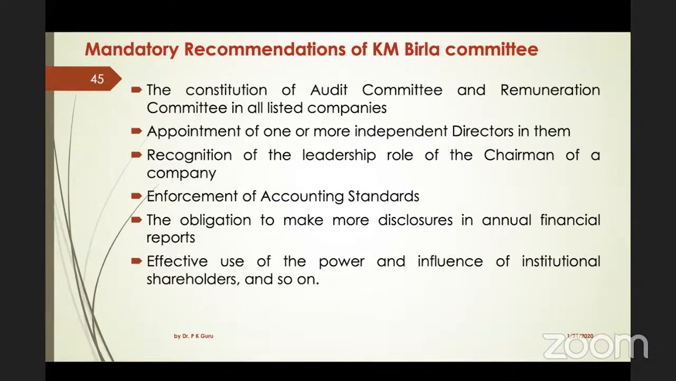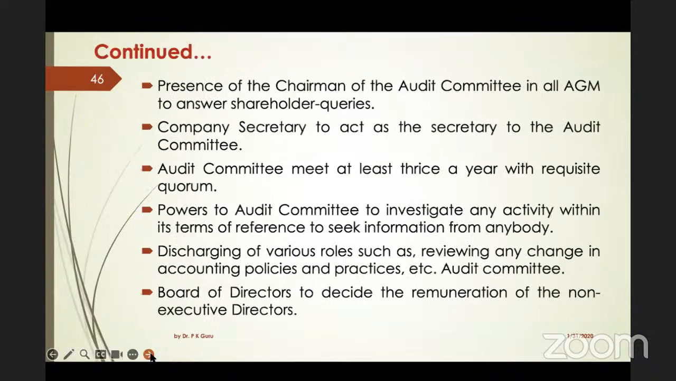Enforcement of accounting standards. Here that internal financial control can be related to this. The obligation to make more disclosure in annual financial reports. Effective use of power and influence of institutional shareholders and so on. Presence of the chairman of the audit committee in all AGM to answer shareholders' queries.